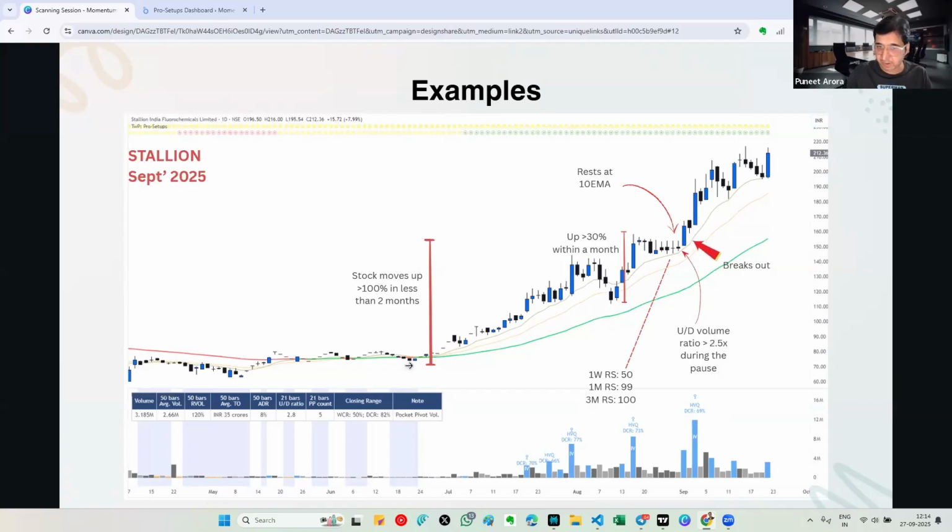The stock had a good move in the previous 2 months also. So with some relaxation, when you go back and check the 3 month price movement, maybe you can relax some of the conditions. So again, it rests at 10 EMA and then breaks out again. Yeah, so these are a few examples that I wanted to show you.